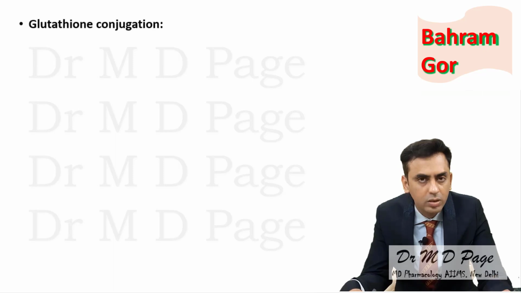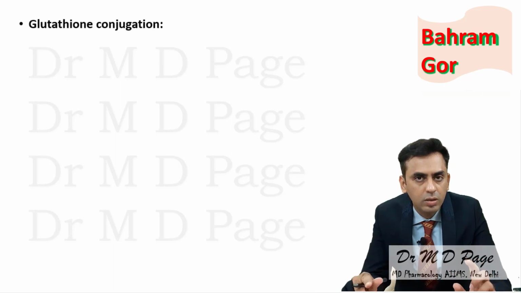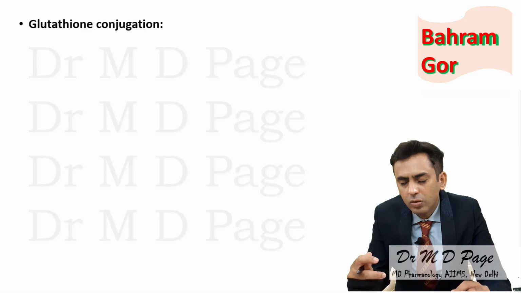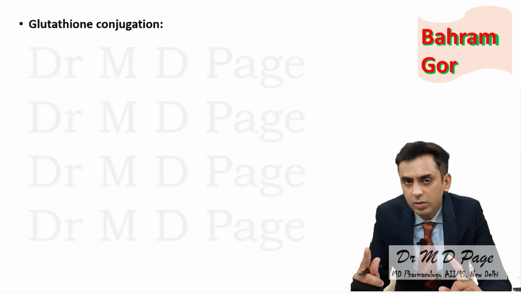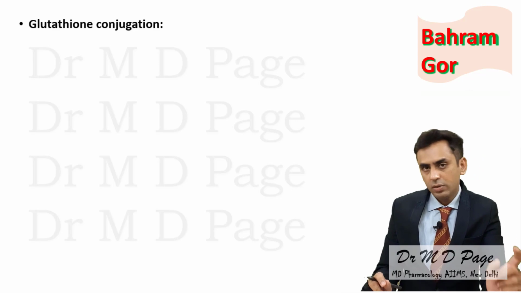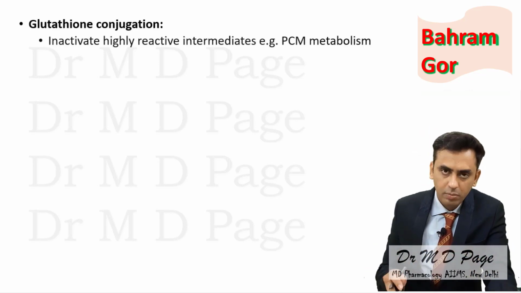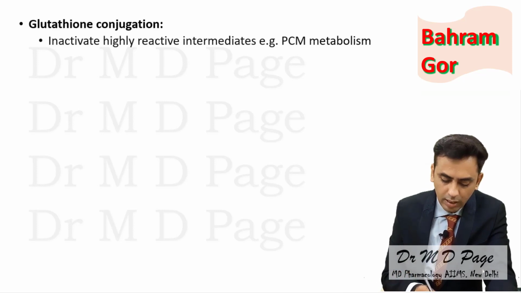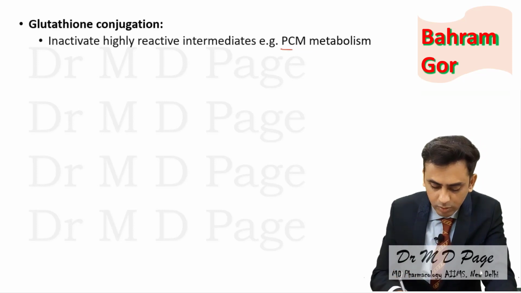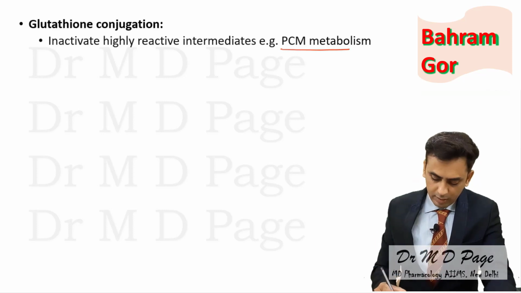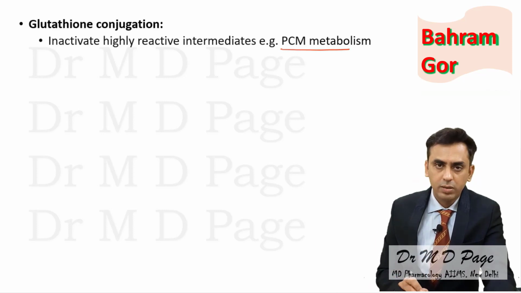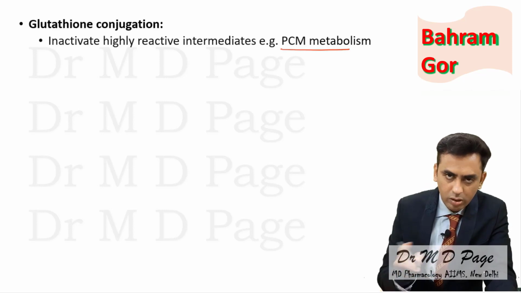One last phase 2 reaction which is remaining is glutathione conjugation. You already know about glutathione conjugation, as you might have come across it in physiology, pathology as well as biochemistry. Glutathione, GSH, has a role in neutralization of reactive oxygen species, ROS. Similarly in drug metabolism, it inactivates highly reactive intermediates. Example, paracetamol metabolism. I have said at many places, in alcohol, in CYP2E1.